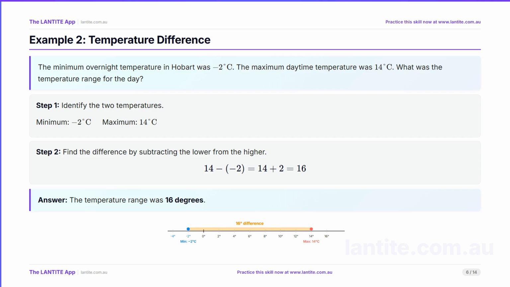Here is a temperature difference problem. The minimum in Hobart was -2 degrees, and the maximum was 14 degrees. To find a range, we subtract the lower value from the higher. 14 minus -2. Remember, subtracting a negative is the same as adding, so 14 plus 2 equals 16. The temperature range was 16 degrees. On the number line, you can see we count 2 steps from -2 up to 0, then 14 more steps from 0 to 14. That is 16 steps altogether.